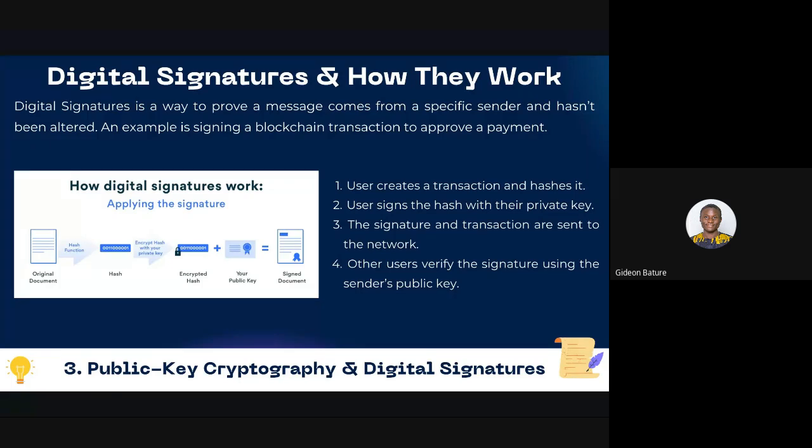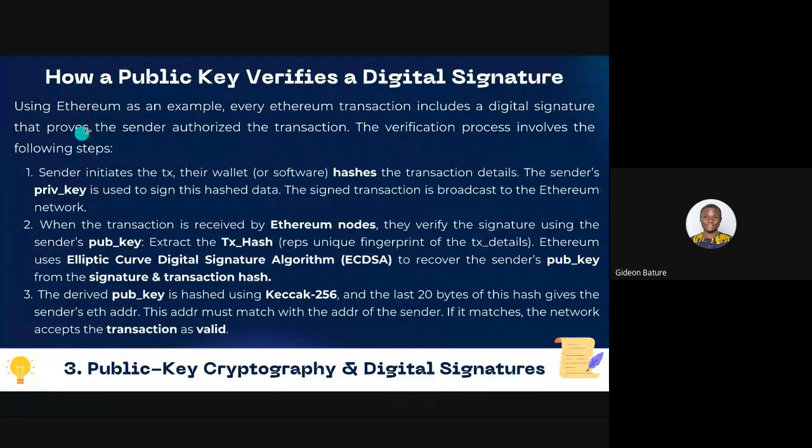And by you initiating that, pressing accept or pressing yes, what is happening behind the scene is that the wallet automatically takes your private key and runs the signature to be sure that you are actually the owner. You trying to connect that wallet, you are really the owner of that wallet. So the signature and transactions are sent to the network. Other users verify the signature using the sender's public key. So let's see now how a public key verifies a digital signature.